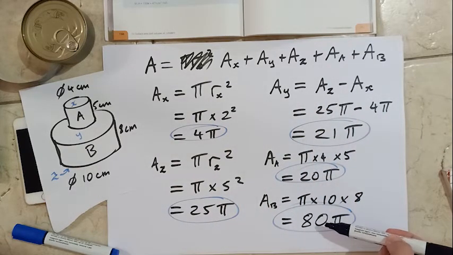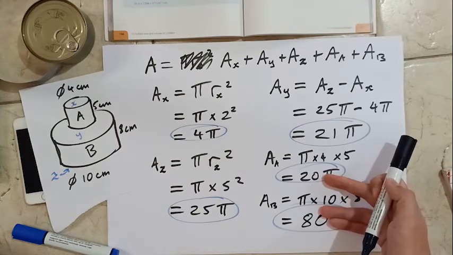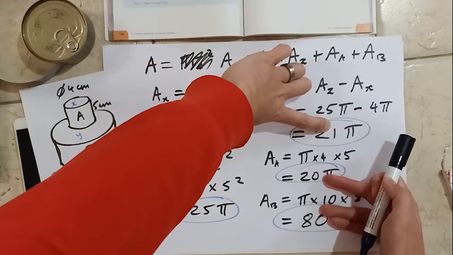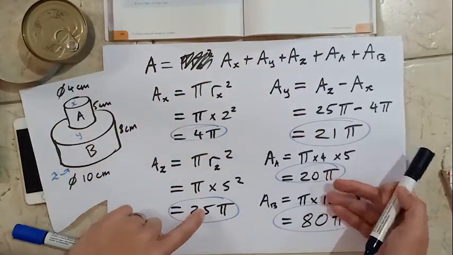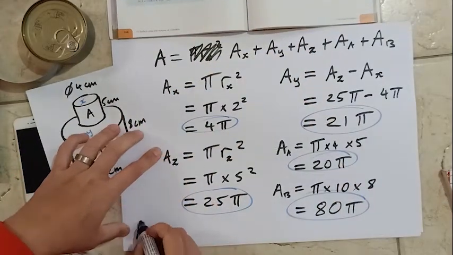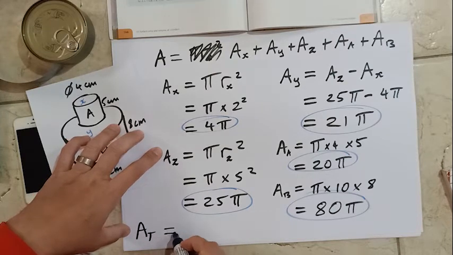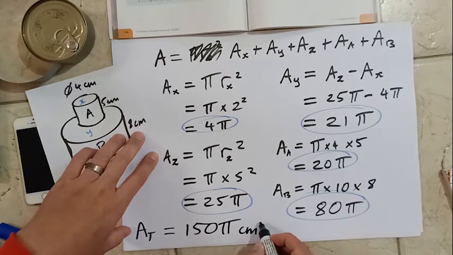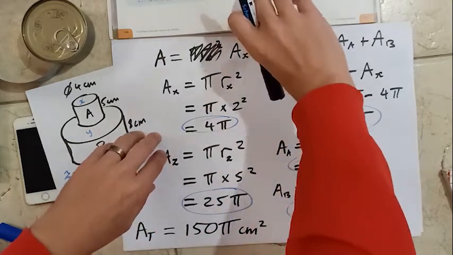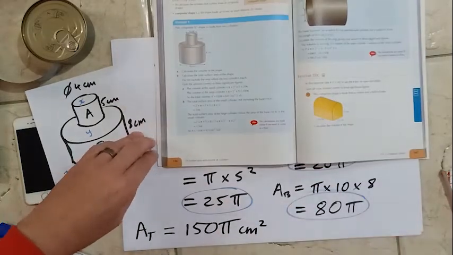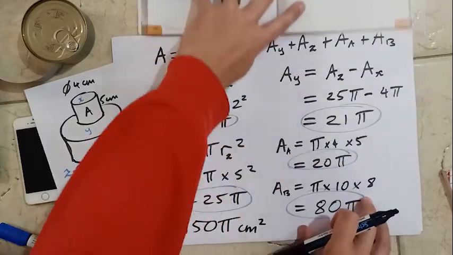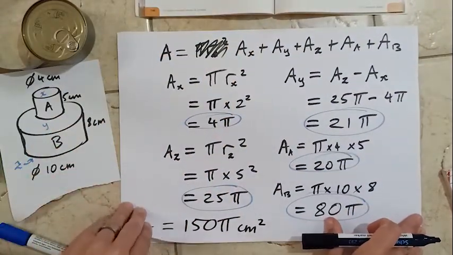We have 80 plus 20 is 100. 4 plus 21 is 25. That's 125, 150. Area total equals 150 pi centimeters squared. Don't forget those units. 150 pi, which they've calculated. You can do that if you want to, times it by pi and find out the number.